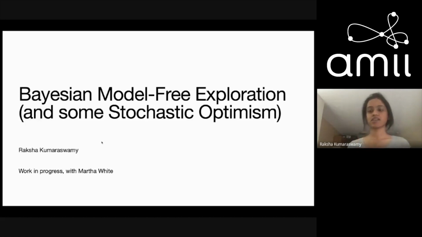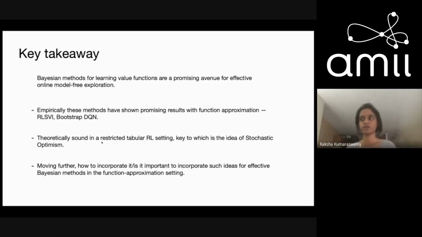So I'm going to be talking about the idea of Bayesian methods for model-free exploration with some focus on stochastic optimism. This is still a work in progress with Martha White. The key takeaway of the idea is that we are looking at Bayesian methods for learning value functions because we think it's an effective avenue for inducing online model-free exploratory behavior.